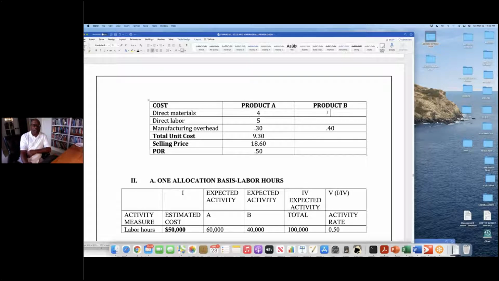Product B, what's the direct materials? $3. Labor, $2. We already got our unit overhead cost in here. So what's the total cost? $5.40. $5.40. Selling price?